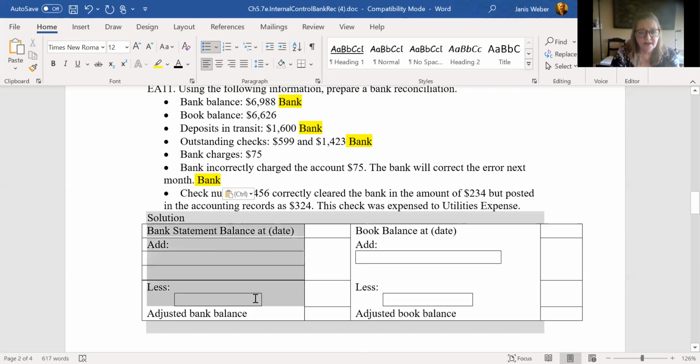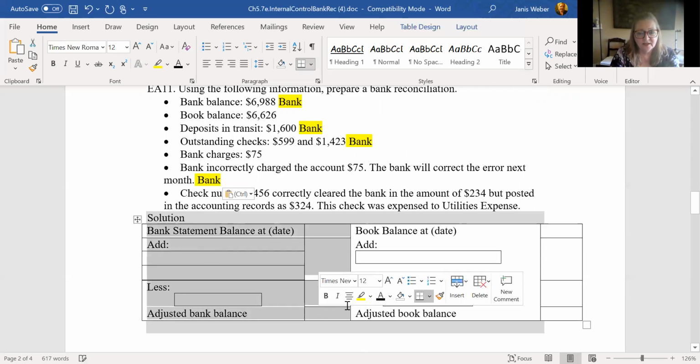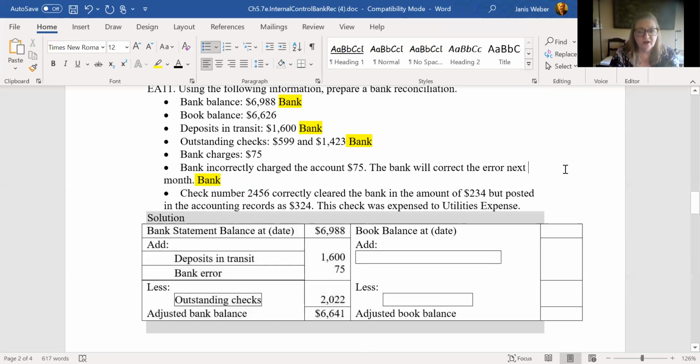So what we got is the bank reconciliation side looks like this. The bank said we had $6,988. That's the ending balance on the bank statement. Then we're going to add back the deposit in transit of $1,600, and we're going to add back this error the bank made that they're going to correct, but right now they haven't yet. So it's going to be another $75 added to our account. And then we're going to deduct the outstanding check to come to the adjusted balance, or the up-to-date balance, of $6,641.